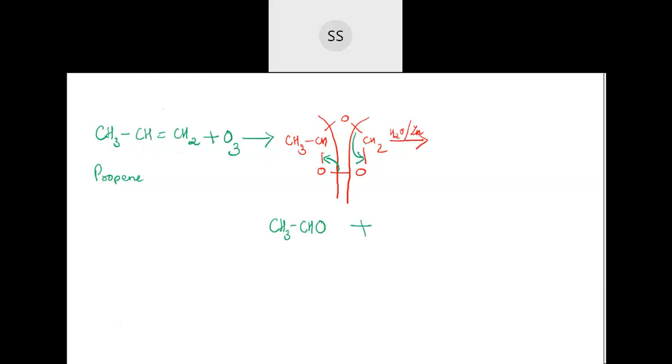Plus you can write now here CH2 and then O. That's formaldehyde. Okay, so you have here ethanal. 2 carbon aldehyde is ethanal, 1 carbon aldehyde is methanal. So you get these two as a compound. Okay. Suppose if they give you in the exam directly propene plus ozone, and if they ask you for 1 mark, then you can directly write the product.